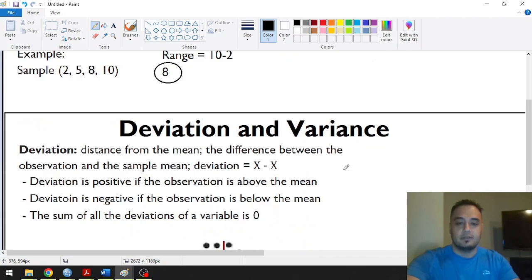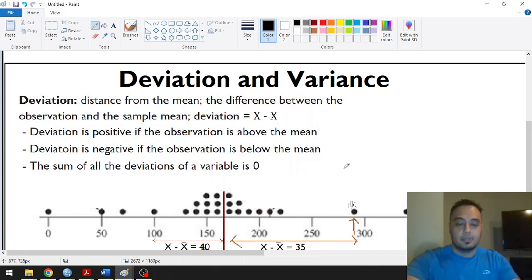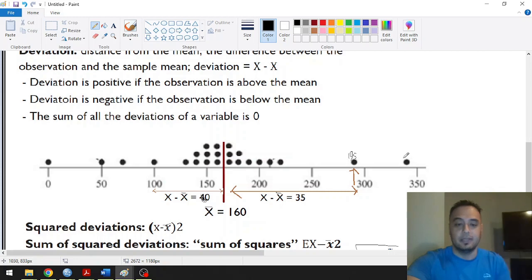Next are deviation and variance. Pay attention to this part because it's very important, especially in understanding standard deviation. It's important to know the building blocks, and deviation and variance are the building blocks and precursors to understanding standard deviation. So deviation is nothing but the distance of each value point in the distribution from the mean.